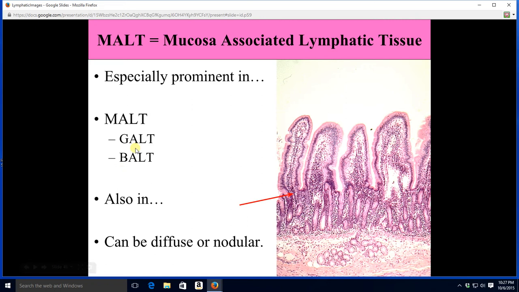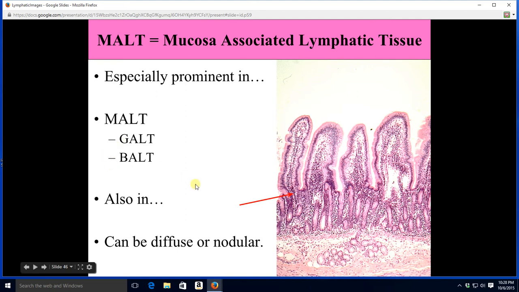GALT stands for gut associated lymphatic tissue. That is what we're seeing here. All this purple stuff here is, not all of it, but primarily, aggregations of lymphocytes. And this is the small intestine. We see these upward projections of the small intestine that we met earlier last semester and this semester as well. These are villi. They enhance the surface area of the small intestine to facilitate absorption of nutrients. But when you're absorbing nutrients, you could absorb bad things as well. And we need a lot of lymphocytes in here, a lot of lymphatic tissue.